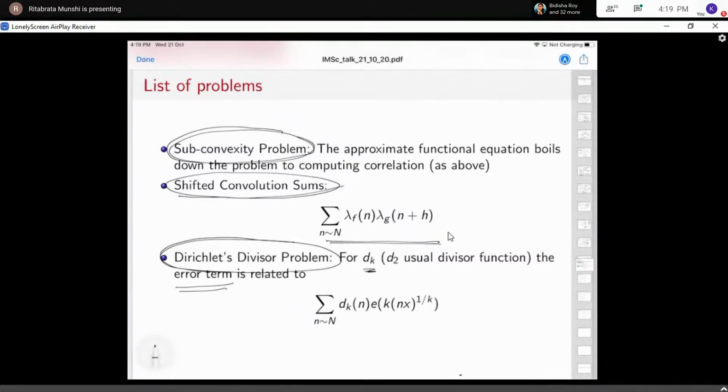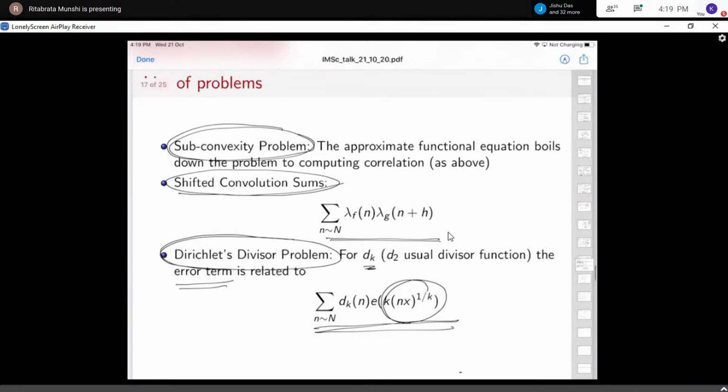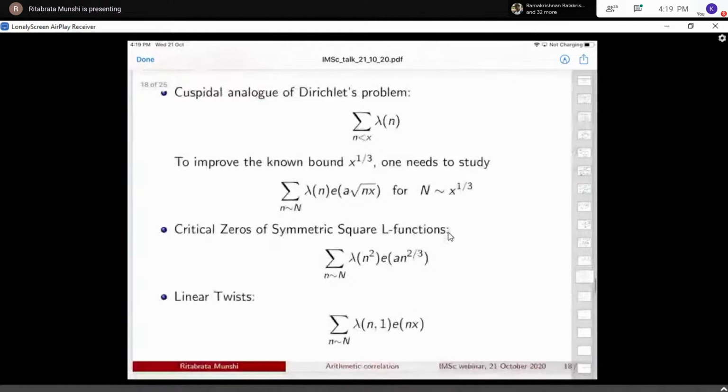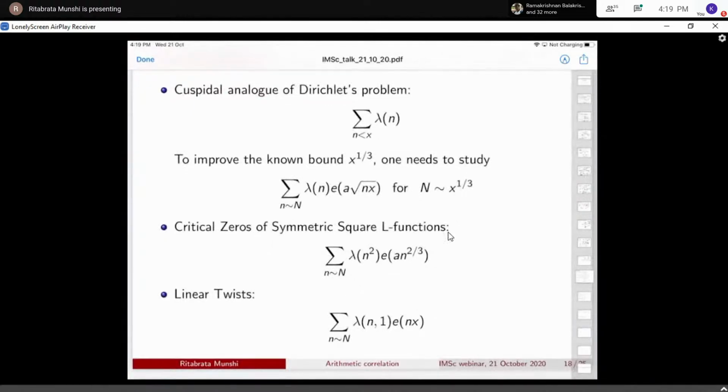The error term has an expression of this type. And here, this is what's called the nonlinear twist. Okay, so it's n x to the power 1/k, and you need to get some non-trivial cancellation of this for n in a certain range. The initial length of the sum was x, and now after applying Voronoi, it gets transformed into a different length, capital N, and x is reflected. X pops up in the exponent over there. You can also look at the cuspidal analog of the Dirichlet problem, which is trying to bound this sum with a sharp cutoff.